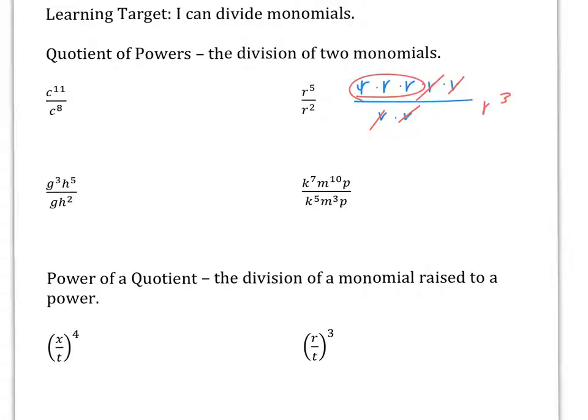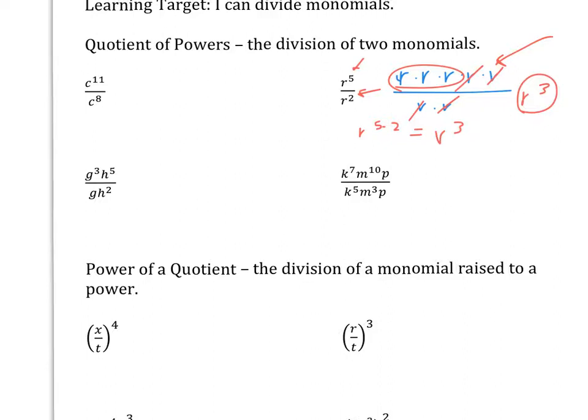So I could have just taken r to the fifth and subtracted 2 from 5 and gotten r to the third as well. So this is just a visual here of what this represents, r to the fifth over r squared. However, if we know the quotient of powers rule, simply exponents with the same base, and the same base here is r, means we really can subtract the exponents. Okay, c to the 11th over c to the 8th. 11 minus 8 is 3. So this answer would be c to the third.